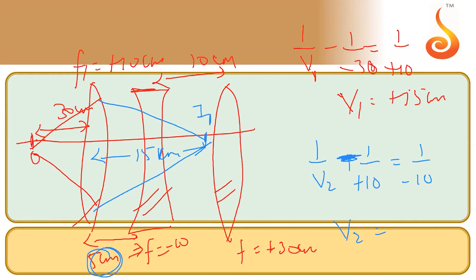Sir, is it 0? Is v2 infinity? Yes, it is turning out to be equal to infinity. That means after passing through the second lens, the rays are becoming parallel. Sir, if they are becoming parallel, do you agree with me that for the third lens, no formula is required, it will converge at 30? It is common sense, no maths required. It will be just converging at 30 centimeters.